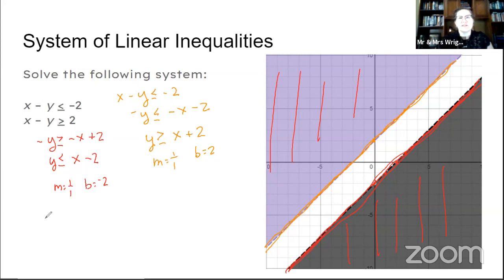multiple types of answers with inequalities, just like we can with systems of equations. So systems of inequalities can have different kinds of answers. So the answer for this one is no solution. If the graphs do not overlap, you have no solution. Okay.